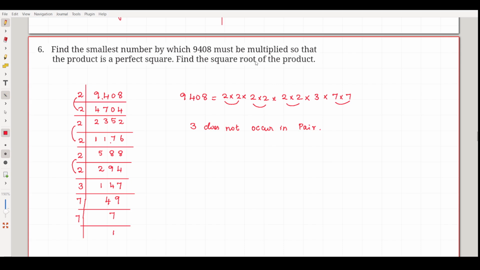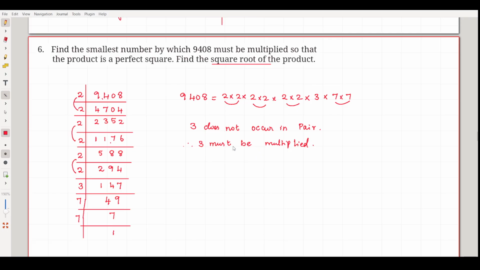Therefore 3 must be multiplied. They are asking what must be multiplied, so 3 must be multiplied. Again, they are asking to also find the square root of the product. Therefore just multiply 3 on both sides. This is the answer for the first question: what should be multiplied means 3 must be multiplied.